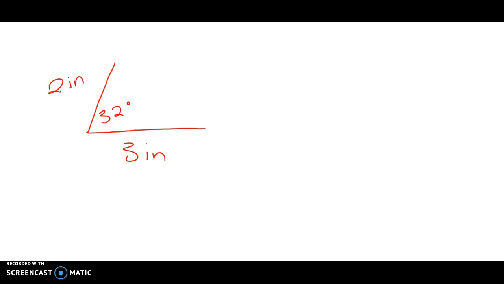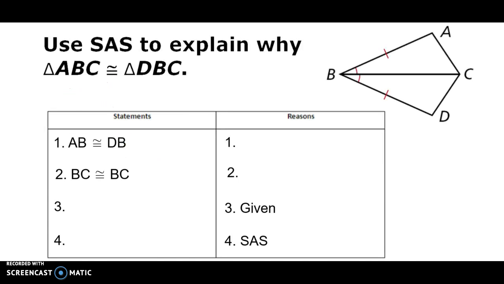Yeah, if this is exactly 2 and this is exactly 3, and these two are locked in at 32 degrees, then we know that this side will be that length, whatever it is, right? So you could have asked a side, an angle in the middle, and another side, and your triangle would have been the same size as mine. So that is our second theorem.